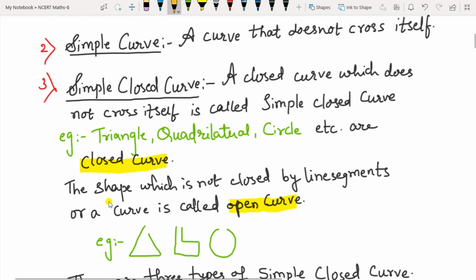Now, what is meant by open curve then? The shape which does not close by line segments or curve is called an open curve. Like you can see in the figure, this is open here. These are open curves.